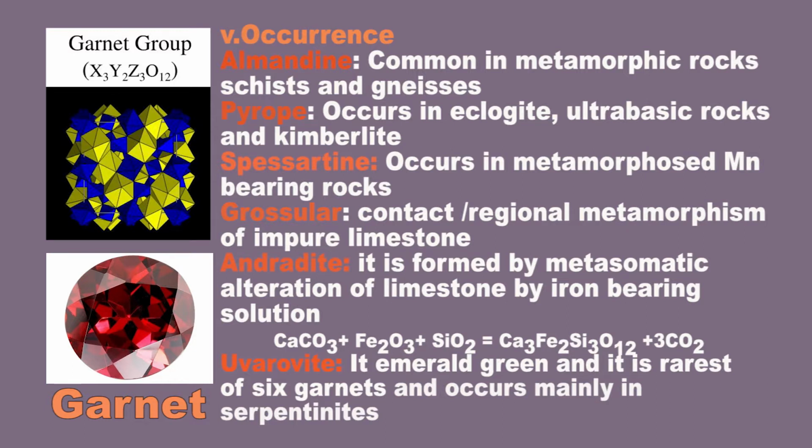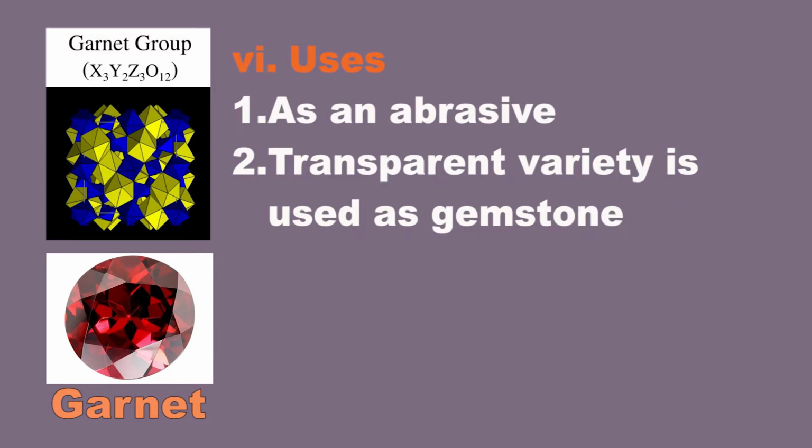Andradite: it is formed by the metasomatic alteration of limestone by iron-bearing solution: CaCO3 plus Fe2O3 plus SiO2 gives rise to Ca3Fe2Si3O12 plus 3CO2. Uvarovite: it is emerald green and is the rarest of the garnets and occurs mainly in serpentinites. Uses: as an abrasive. The transparent variety is used as a gemstone.